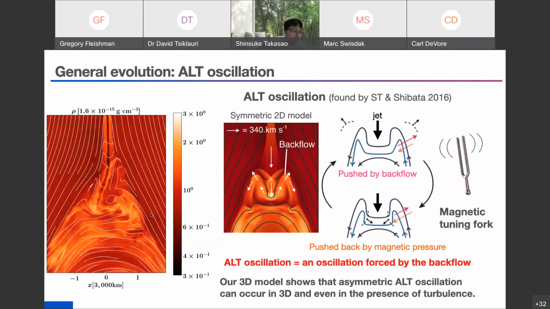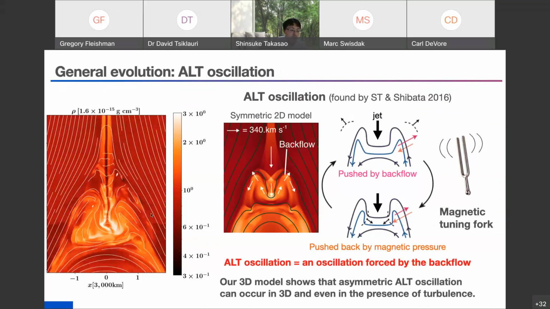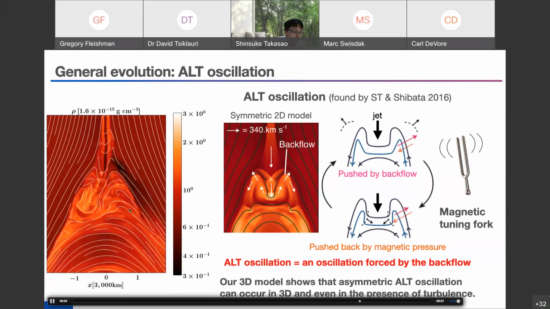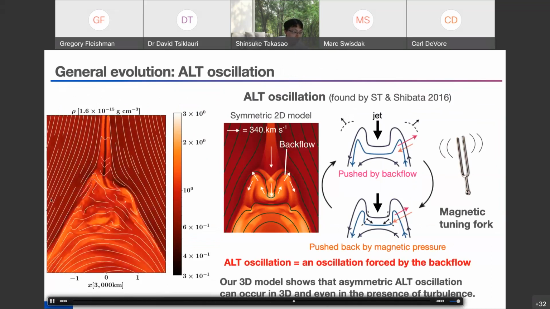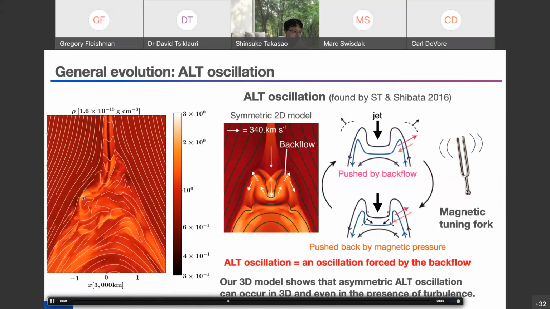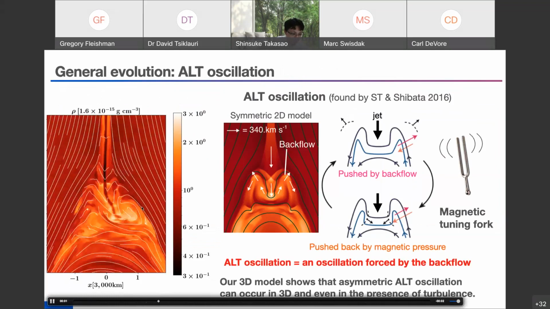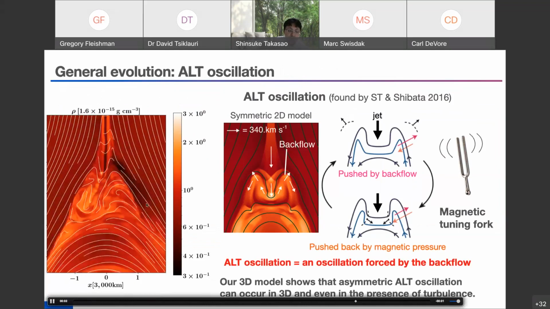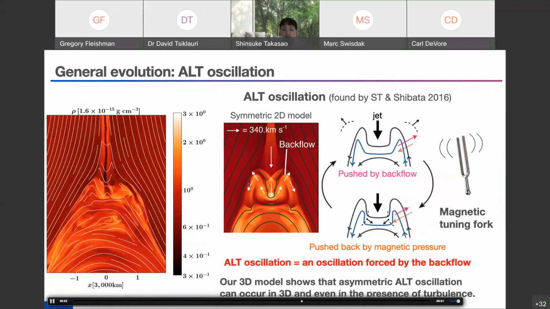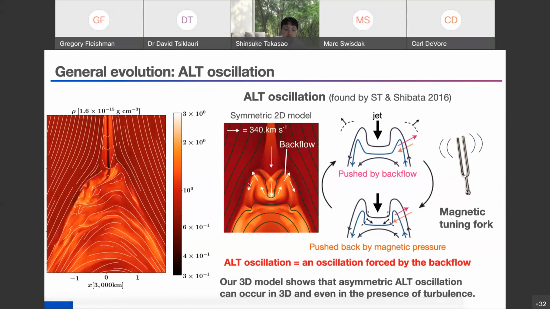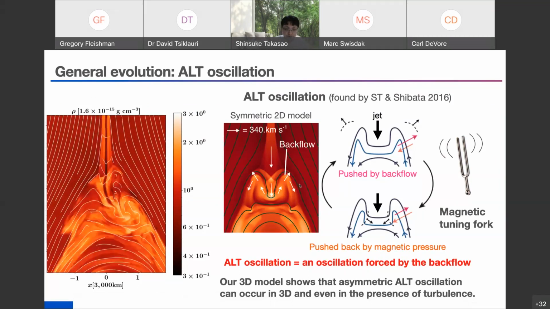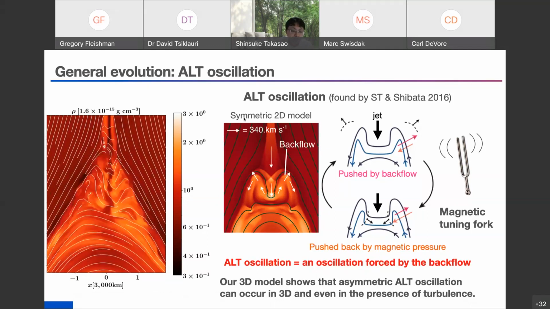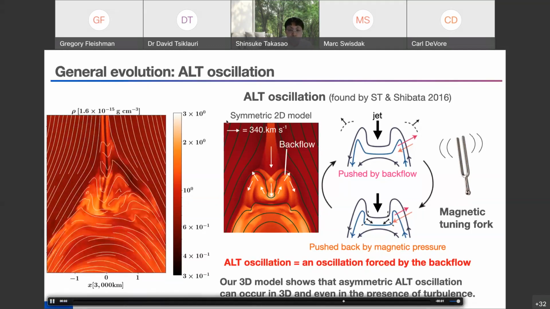And if we look carefully at the movie, we see that the ALT region is oscillating back and forth in this horizontal direction. And this type of oscillation has been found in previous MHD models. I'd like to introduce our old work based on the symmetric 2D model.